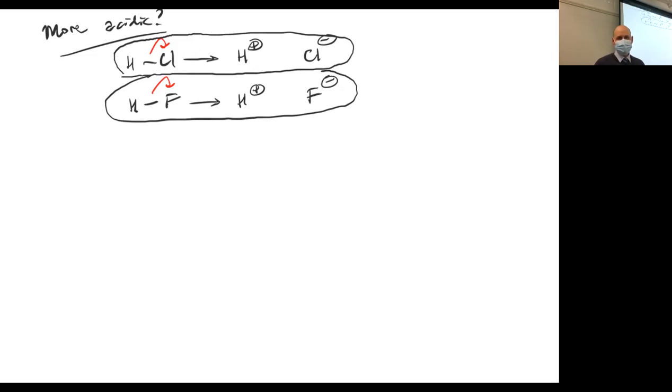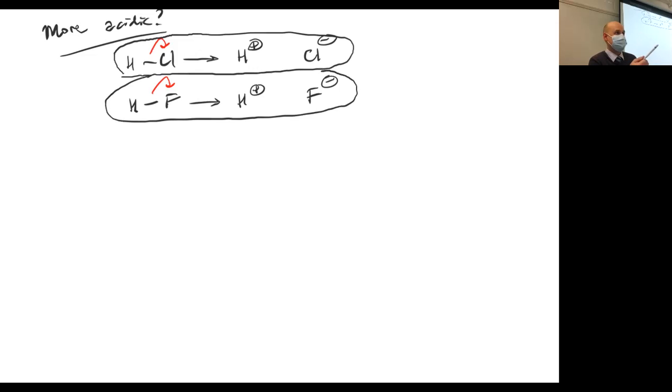All right, we cannot compare the stability of neutral molecules, but we can compare the stability of ions. So what we should really be comparing here is the stability of Cl minus versus F minus. So which is more stable, Cl minus or F minus? Would it be F minus? It's only got one full shell. It's the other way around.